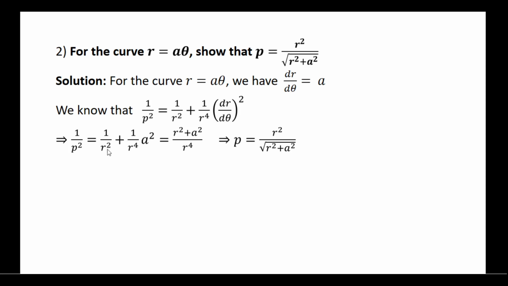Now simplify this by taking the LCM. It's r square plus a square by r to the power of 4. Now take the reciprocal of this. You will get p square equal to r to the power of 4 divided by r square plus a square. Now take square root on both sides. You will get the result as p equal to r square by root of r square plus a square, which is the length of the perpendicular.